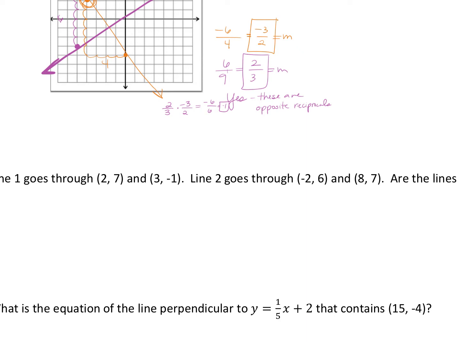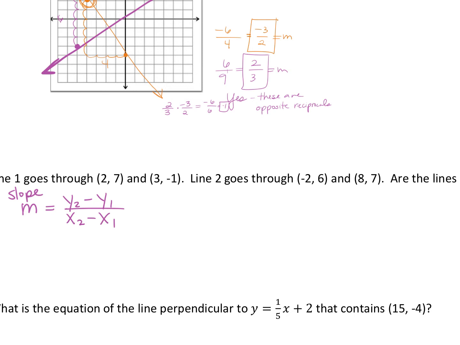For this one, they didn't give us a picture. Do you remember the slope formula? How do you find the slope of a line? It's y2 minus y1 over x2 minus x1. That's how you find slope.